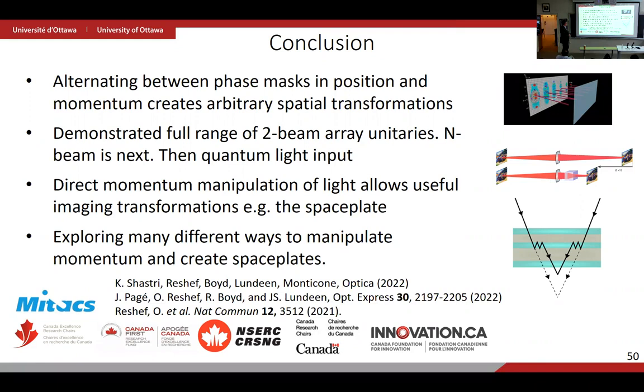And then if you go even further and directly manipulate the momentum, which I wasn't even sure was possible, then you can start doing transformations that are even more useful for things like imaging. So we have lots of ideas about that. That was just the first momentum transformation, the simplest one we could possibly think of. There's more interesting ones to do as well. And so we are also looking at new ways of manipulating the momentum, like those holograms that I didn't have time to tell you about. And that's it. Thank you very much.